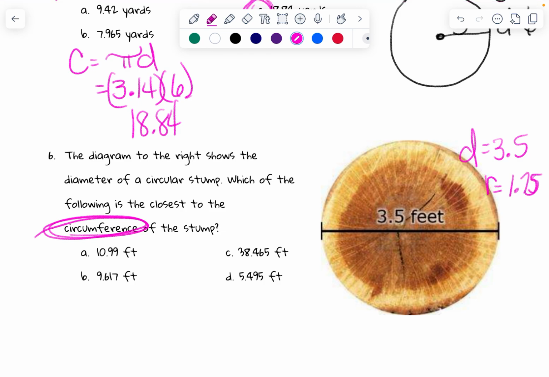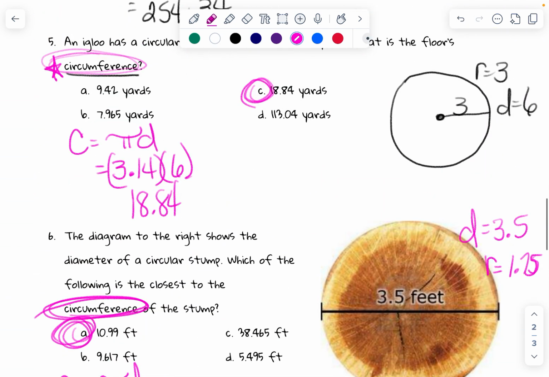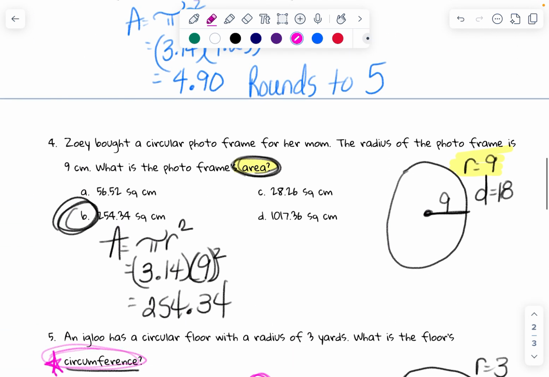So now circumference is C equals pi times the diameter. So we have 3.14 times 3.5, which is my diameter. And we get 10.99, making A the answer. And that's it. That's really all there is to it, guys.